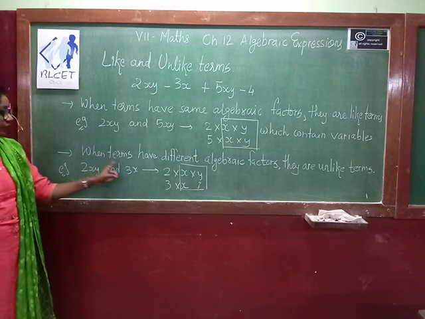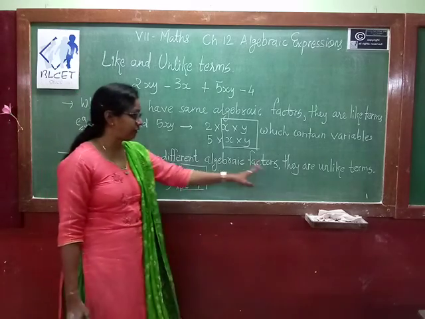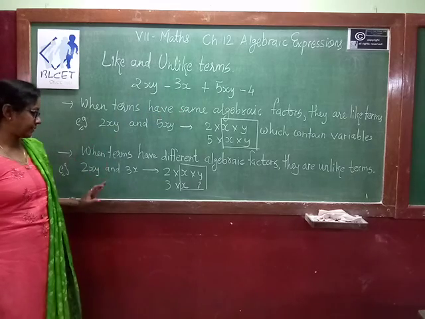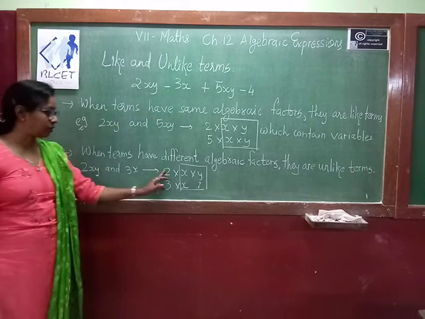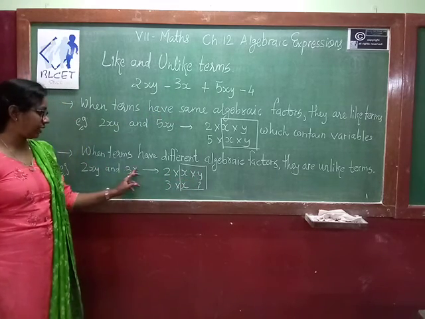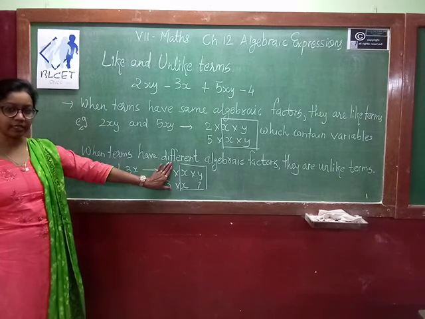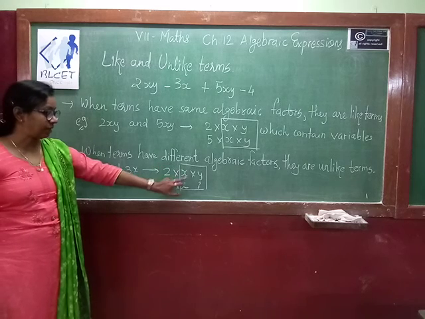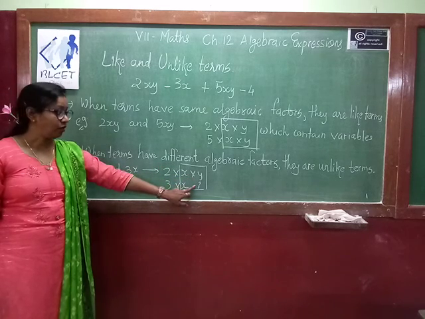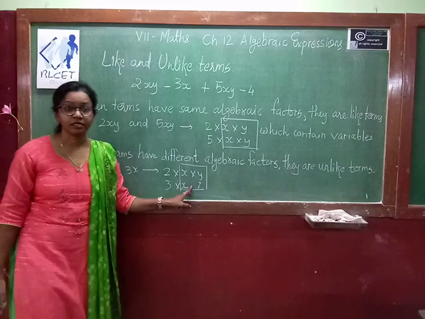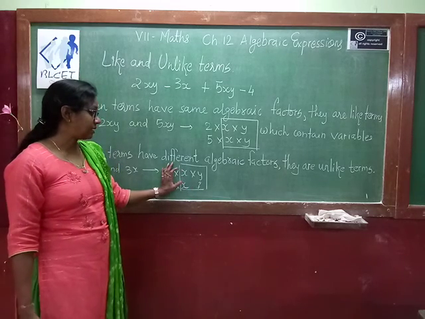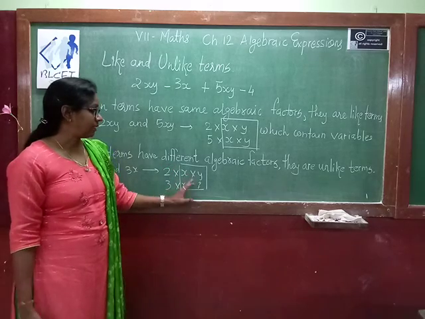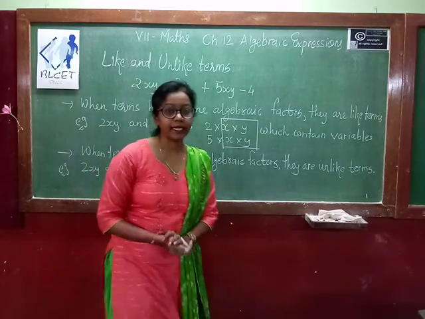Second, when terms have different algebraic factors, they are unlike terms. Suppose you consider 2xy and 3x. What are the factors of 2xy? 2 into x into y. The factors of 3x are 3 into x. We cannot consider the numerical values. Now compare the variables. x is there but y is not there. So algebraic factors are not same, or you can say variables are different. In one the variable is xy, in the other the variable is x. So variables are not same, that's why they are unlike terms.